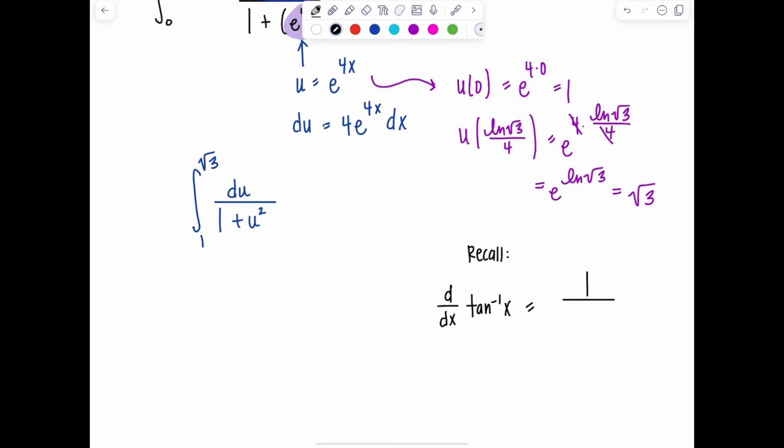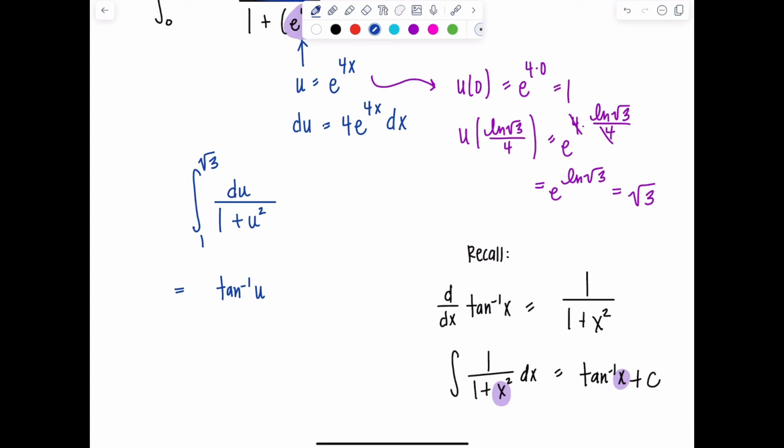It's 1 over 1 plus x squared. So that means the antiderivative of 1 over 1 plus x squared dx is tan inverse of x plus c. Well, that's what we have right here: 1 over 1 plus u squared instead of x squared. That's fine, no big deal. So the antiderivative is tan inverse of u. No, I'm not going to put plus c because this time I have limits from 1 to rad 3.